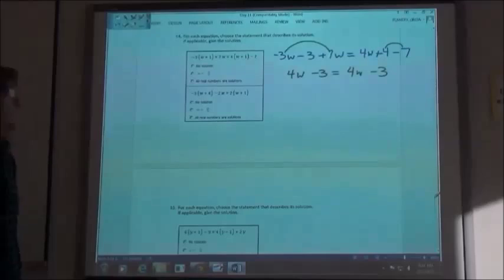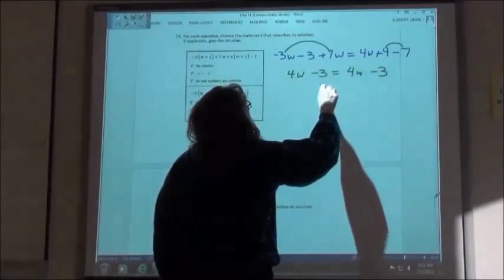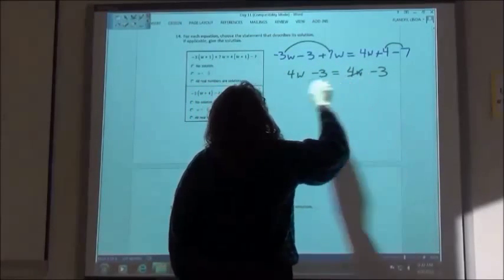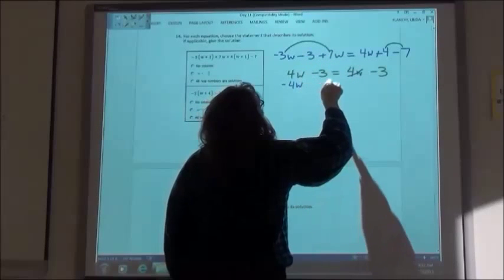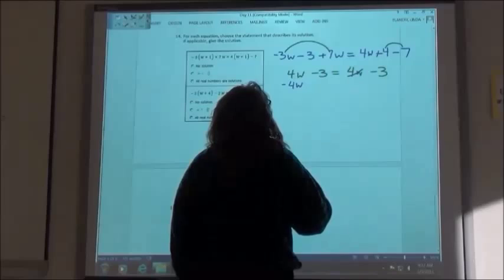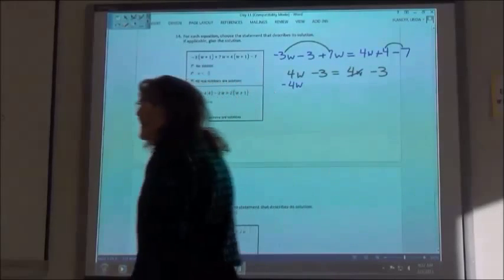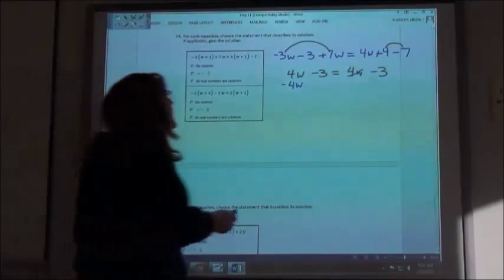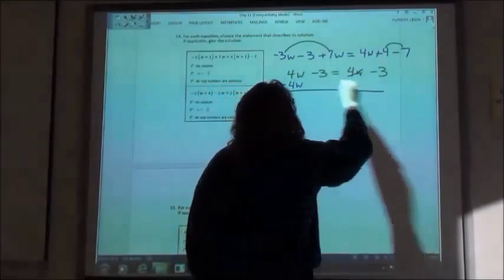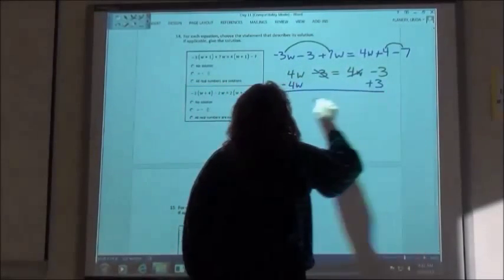Then I bring my minus 3 over to positive 3, and negative 4w goes over to the right. So that's going to be negative 16w, whoops, no. Negative 4 times 4, are you multiplying? No, you're not. We're adding and subtracting when we move those over. So it's going to be 0w equals 0.